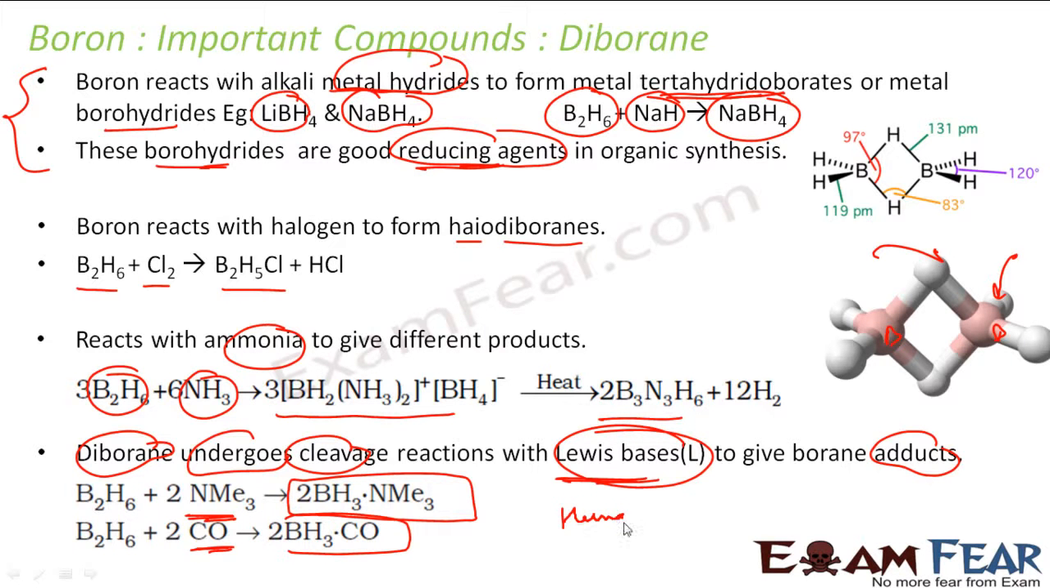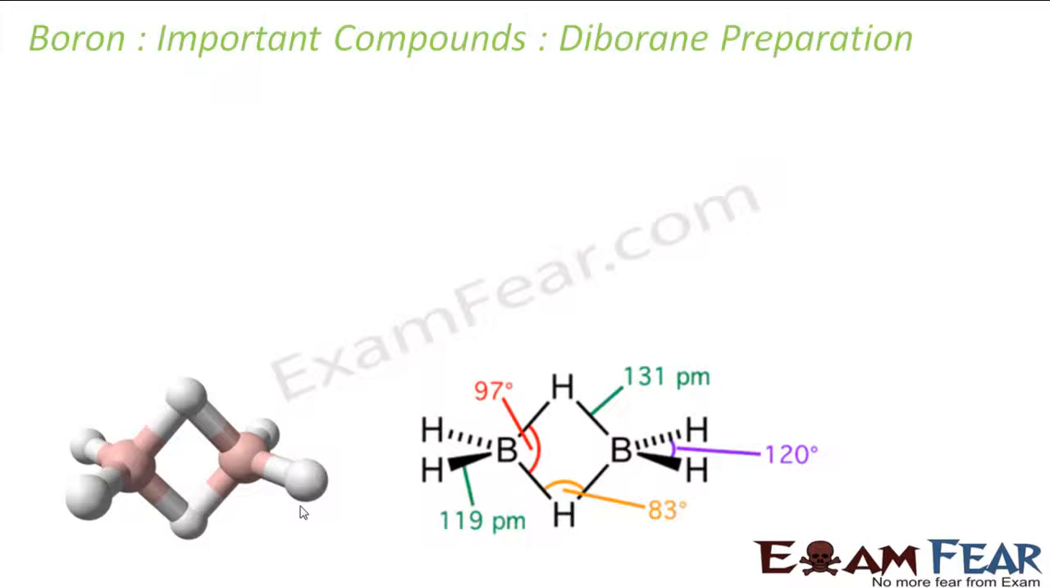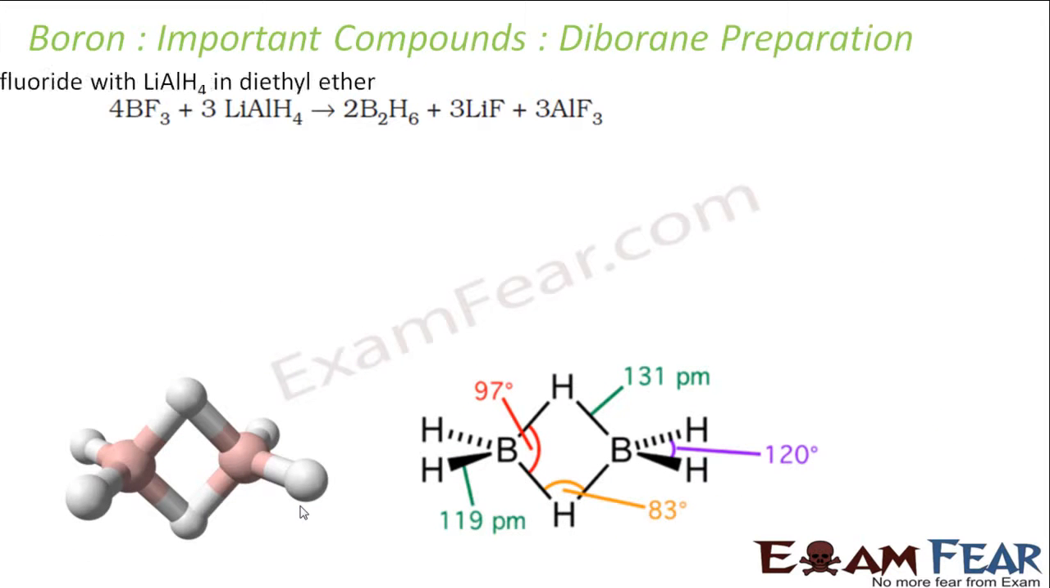The boron is a hungry guy, and this guy is the feeder. This guy has extra electrons. So hungry and feeder combined, they form the adduct. Right? This guy is hungry, this guy is a feeder. They combine to form adducts. Correct. So let's talk about the preparation of diborane.